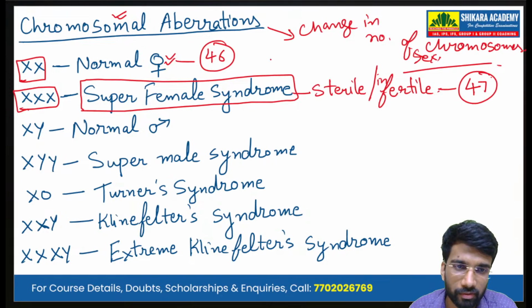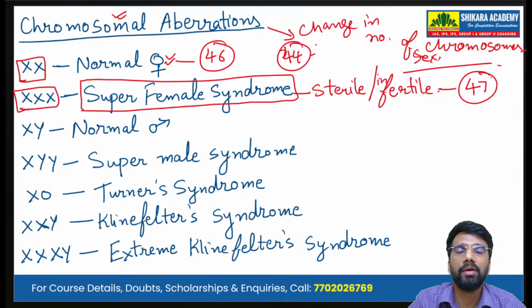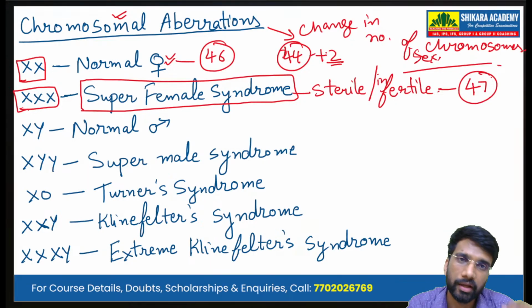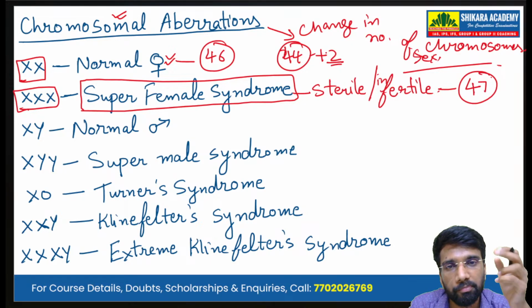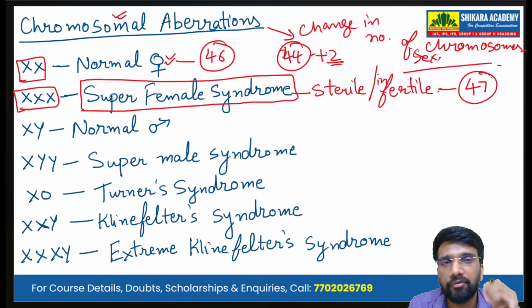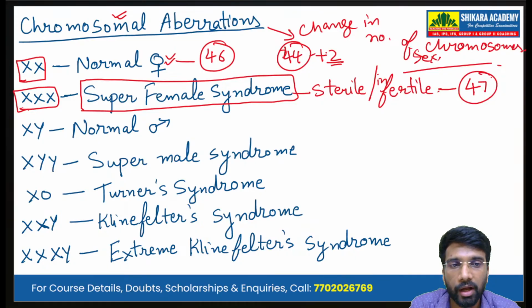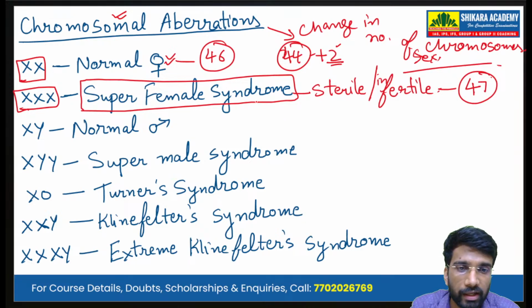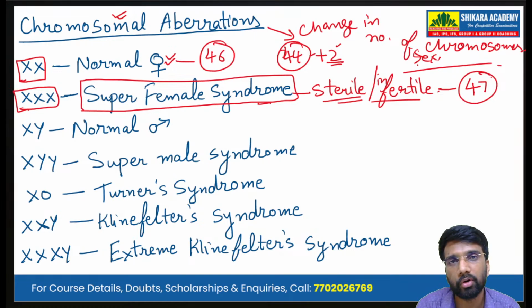So we have 44 autosomes plus two sex chromosomes. If both sex chromosomes are X, we have a normal female. But if we have three sex chromosomes, all X, it is super female syndrome, the female is sterile or infertile, and the total count of chromosomes increases to 47.